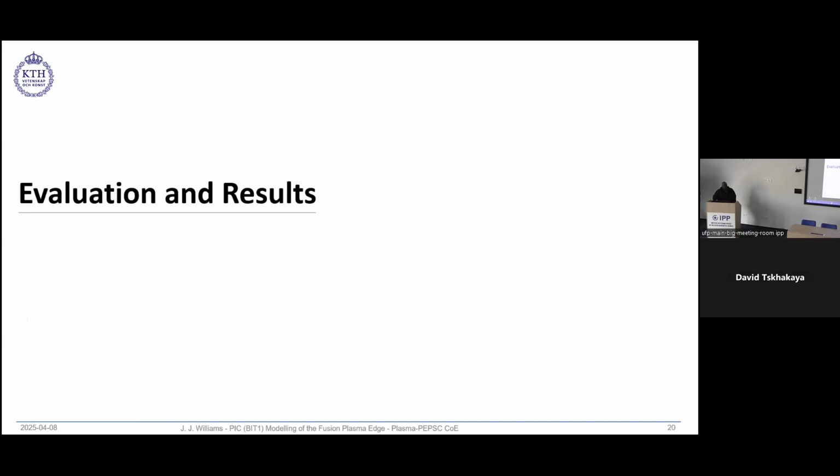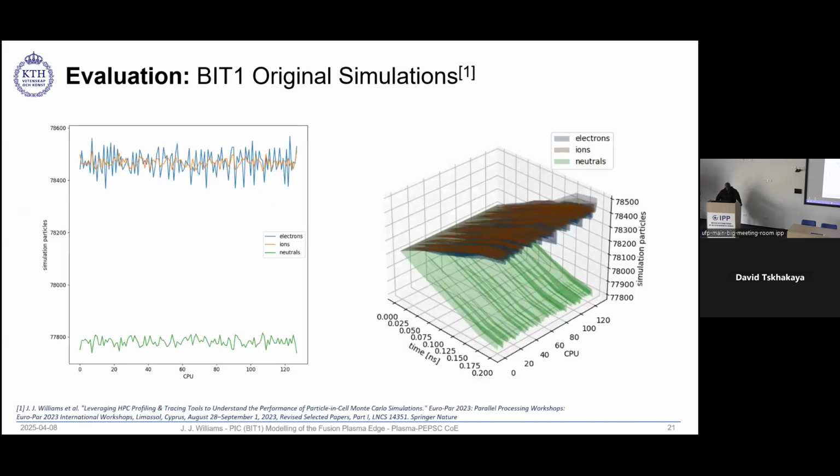So let's look at the interesting part. So you got a little bit of background, you got the information. Now let's look at some evaluation and results. Let's look at the very, very interesting part. So firstly, we're going to start with the original BIT1 code, the one that you have on your laptops. All right, so that's a nice little plot in 2D and then the one in 3D, depending on what you enable.